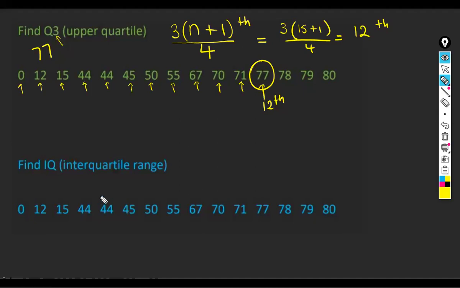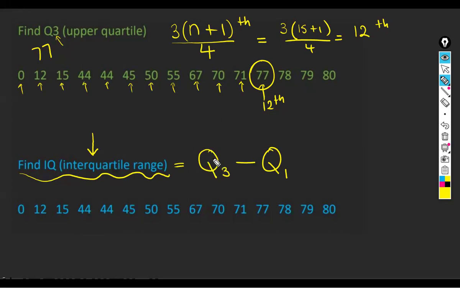Then they will ask you to find the scary thing, the interquartile range. But the interquartile range is actually pretty easy. To find the interquartile range, you have to take the answer for Q3 and minus the answer for Q1. The final answer, and that is all you have to do. You have nothing else to do.